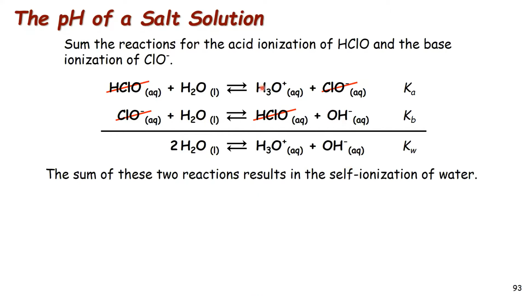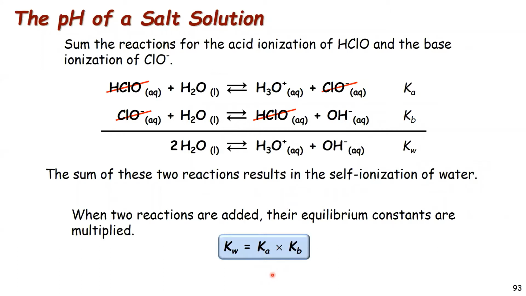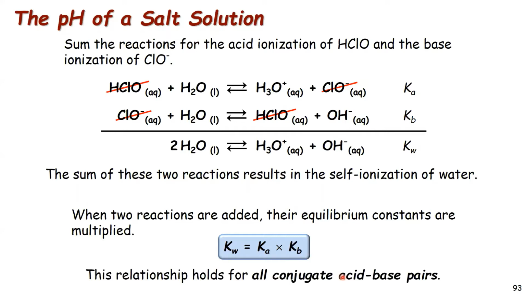Now remember, when we added two reactions together from the last chapter, we multiplied their equilibrium constants together, which means that Ka times Kb is Kw. So again, now we can see that we could relate the Kas and the Kbs. This only holds for conjugate acid-base pairs, but it holds for all conjugate acid-base pairs.